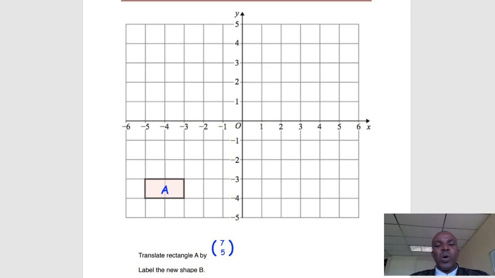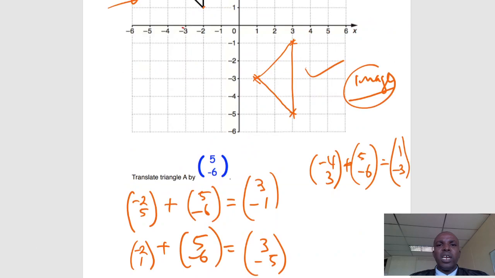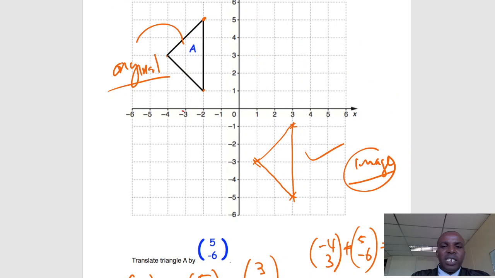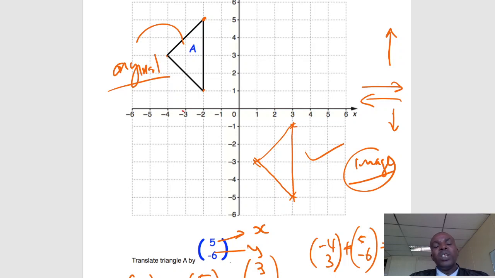Translate rectangle A by (7, 5). Or before that, if we were to use the counting method, that was also going to work. In a vector like (5, -6), the top part is for x, the bottom part is for y. X increases going to the right and decreases going to the left. Y increases going upwards and decreases going downwards. So if it's plus 5, you count on the positive direction of x, 5 boxes. Then minus 6, you count on the negative direction of y, 6 boxes.